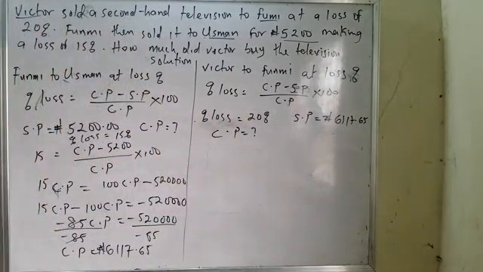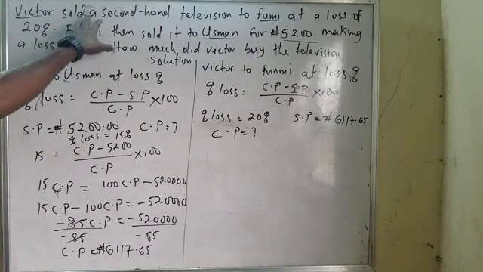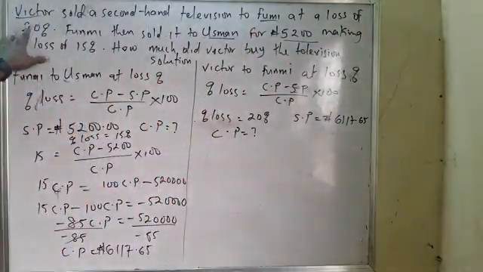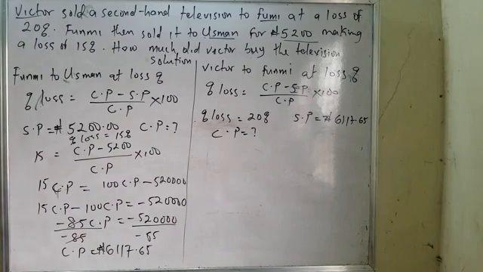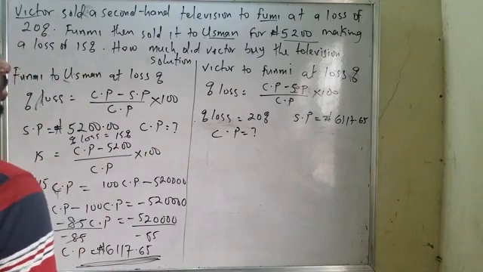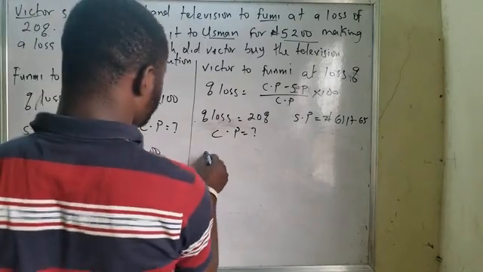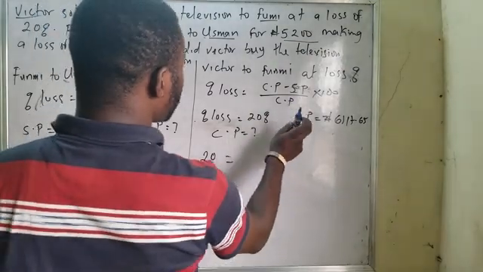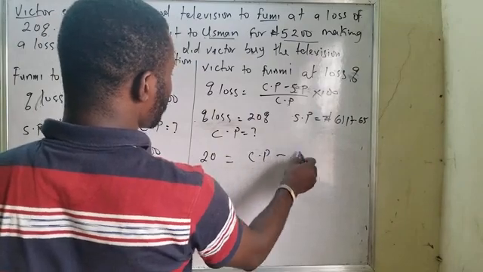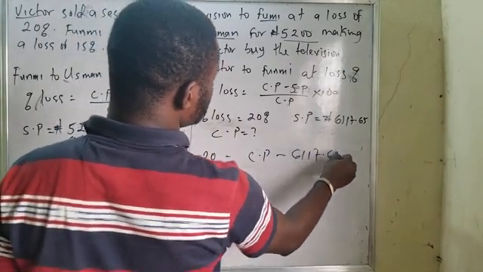That is the power of a word problem. Sold. It means, look at, Victor sold a second-hand television to Fumi at a loss of this. Now, this is the sold. It means this is the amount of money that he sold it to Fumi. It means that the story will change, that is the story. I think I'll be having 20 equals my cost price, you don't know it, minus selling price, which is the amount he sold it to Fumi.